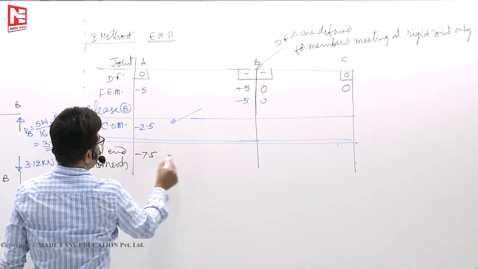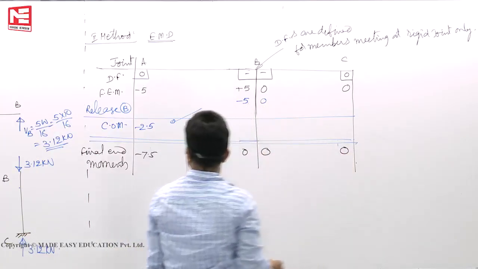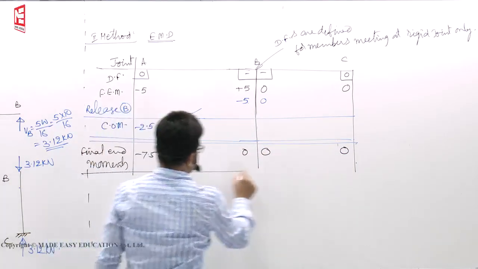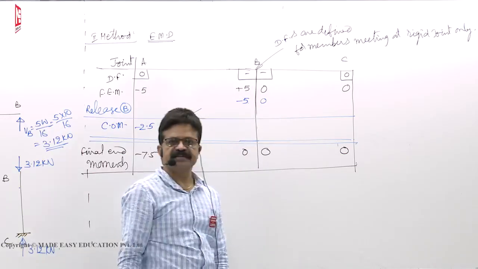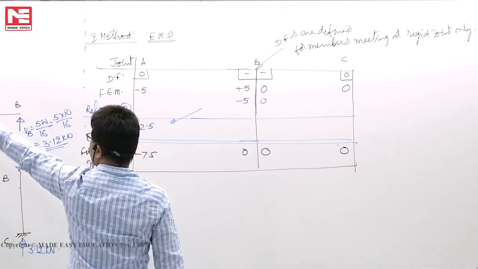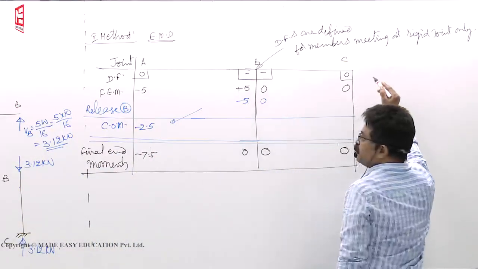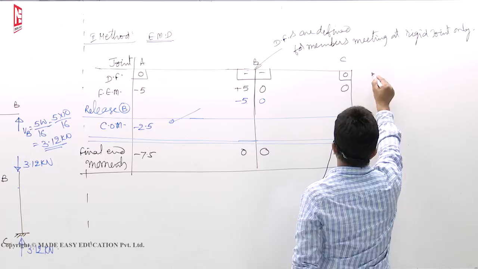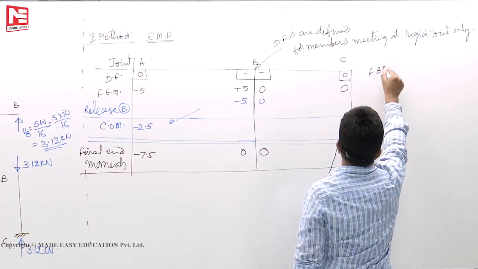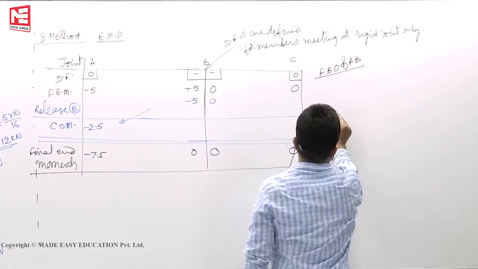Minus 7.5, 0, 0, 0. This is the final end moments. Next, after finding the final end moments, to find the reaction at B you have to draw the free body diagram. So, free body diagram of AB. AB alone is sufficient.